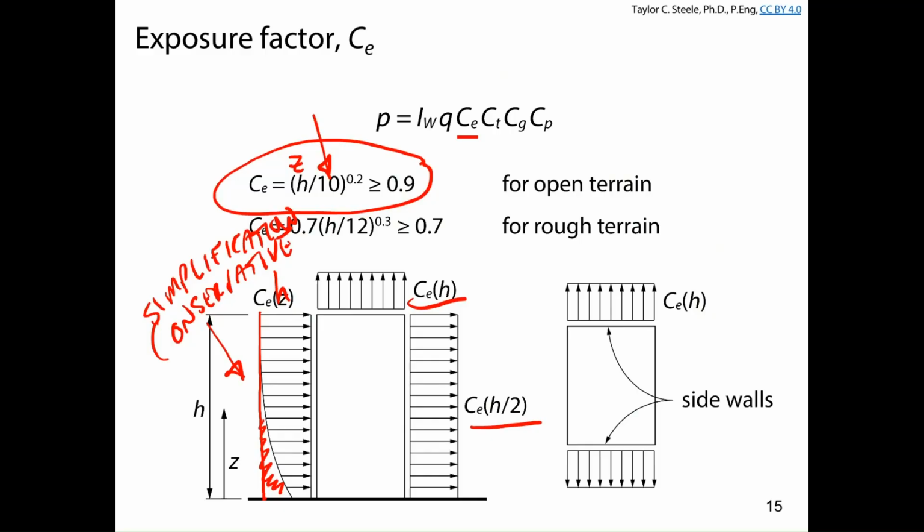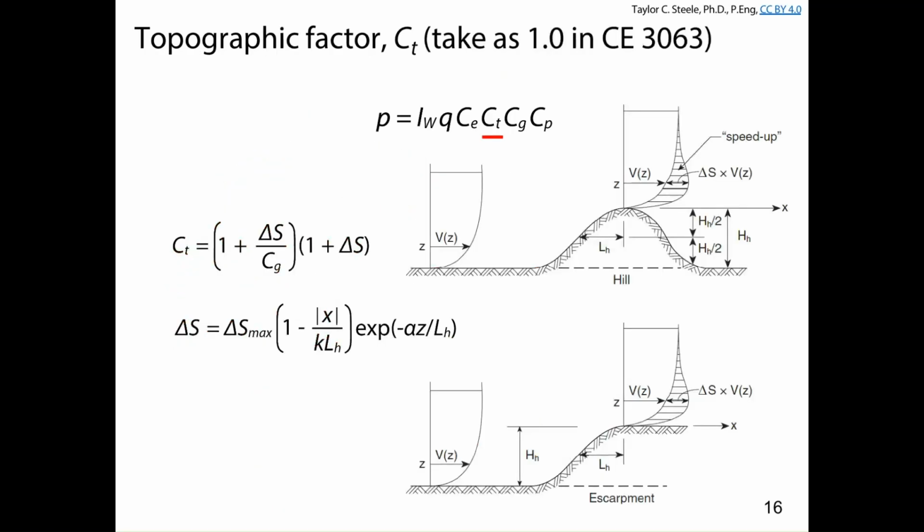Next, we've got a topographic factor. And in CE 3063, we're just going to take this as 1. It looks kind of complicated. It's like all these weird, e to the power of stuff, all these crazy coefficients. The pictures make it look easy, but it's actually pretty difficult if you try and analyze what the topography around the structure is going to look like.